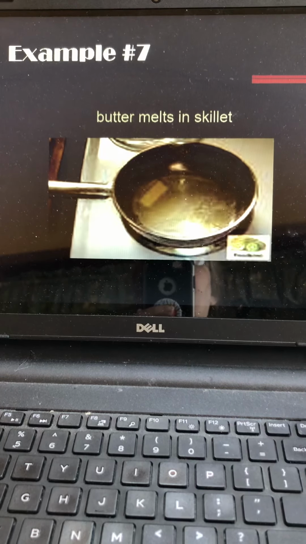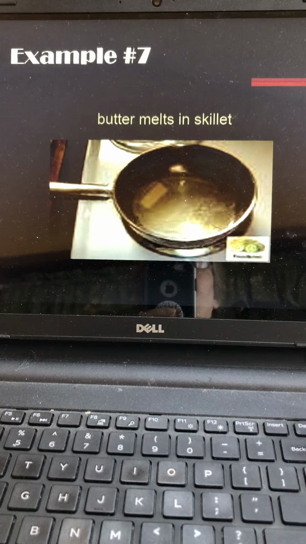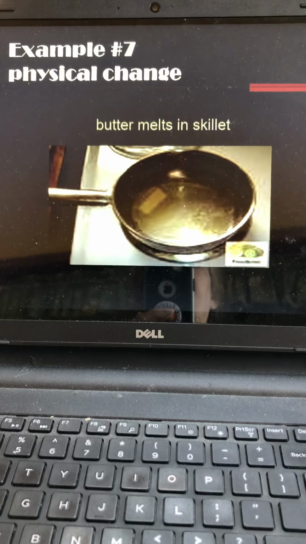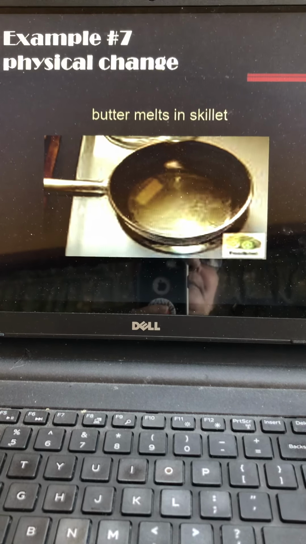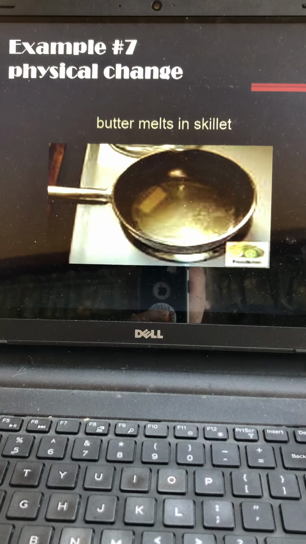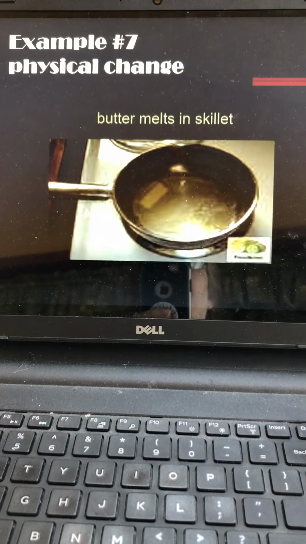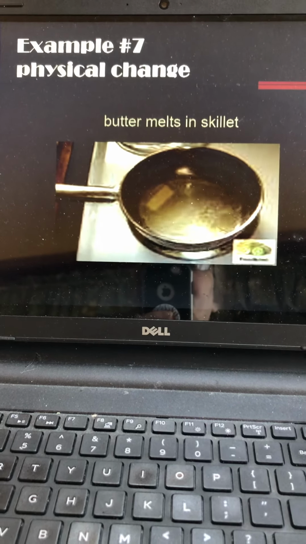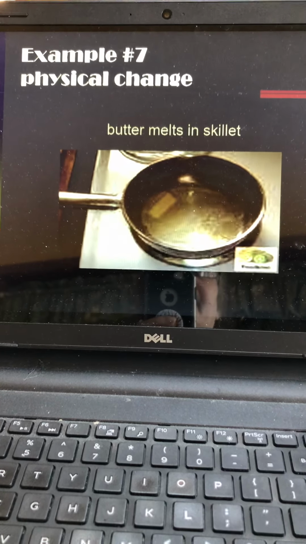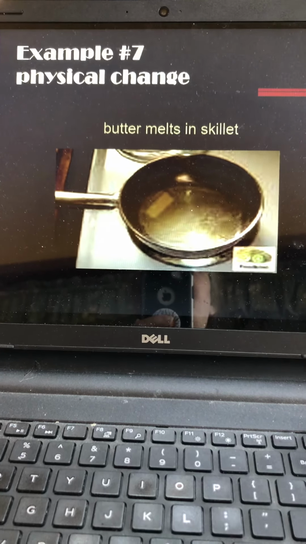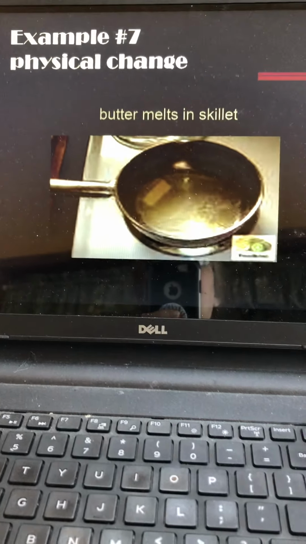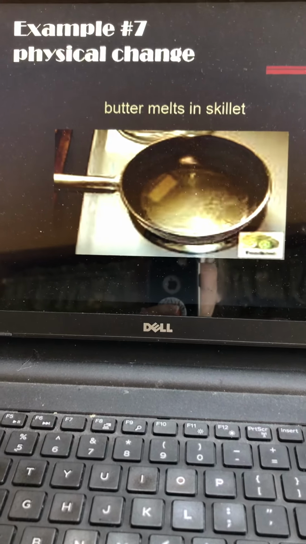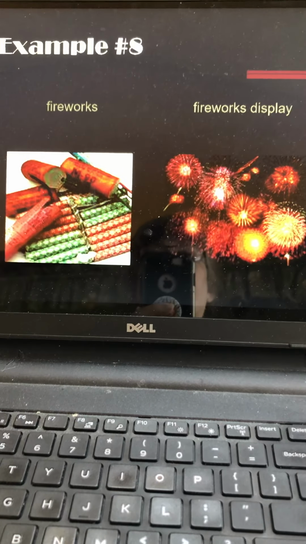Okay, how about butter melting in a skillet? That is an example of a physical change. It's still butter. Remember, a state of matter change is a physical change. All right, now if we left it in there too long and it burned, then it would be a chemical change. And the evidence would be a change in color, a change in odor, a change in taste, those kinds of things. But at this point in time, if we're just melting it, it is a physical change.